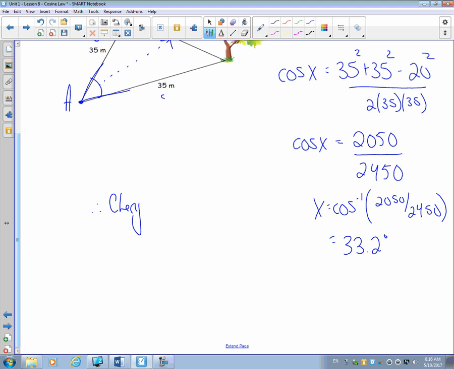So Cheryl has an angle of 33.2 degrees within which she must hit the ball.